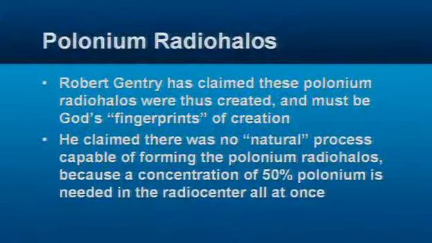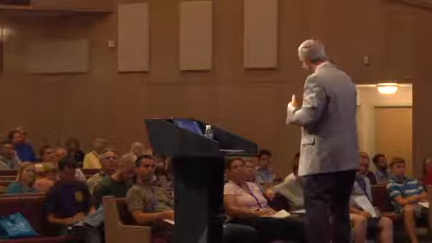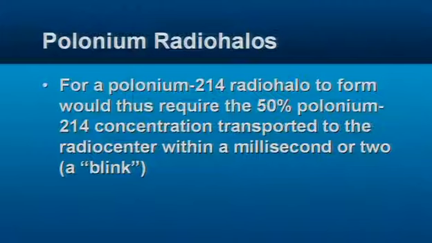You see, you need a total concentration eventually of 50% of polonium to get that number of alpha decays. Now, he said it all had to be at once, but I believe he's wrong there, and I'll show you why in a moment. He concluded 50% concentration had to be there, bang, ex nihilo, when God created. Now the problem is, of course, for polonium-214, you'd have to get that concentration within a millisecond or two, a blink. So indeed, it seems to be an almost insolvable dilemma.